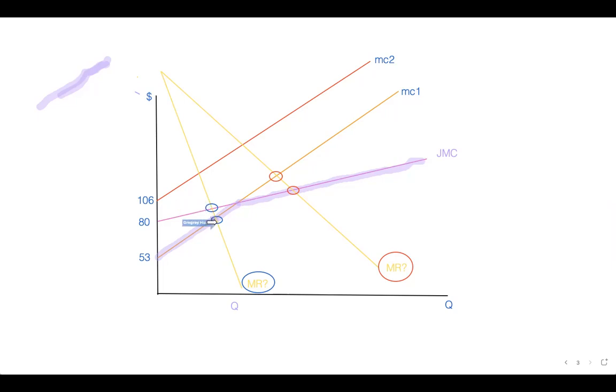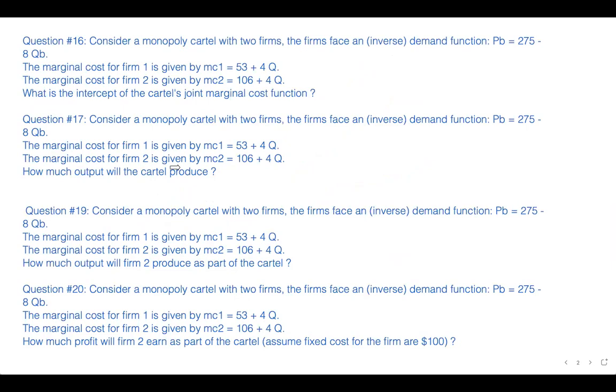Yeah, so basically you're trying to say that we're going to solve MC1 is equal to MR, and then we're going to solve JMC is equal to MR, and we're trying to find which one has the highest quantity. Yeah, and then whichever one gives you a greater output, that's going to be your answer for how much output the cartel produces.